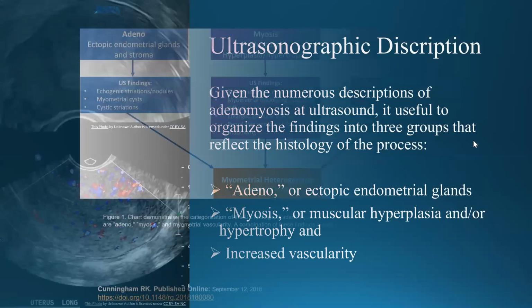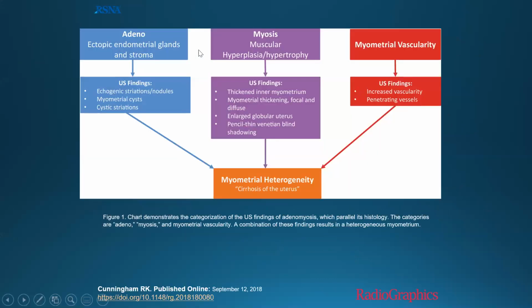So again, this is a very important slide describing adenomyosis and myometrial vascularity. Adeno means ectopic endometrial glands and stroma. That's fine, that's a book definition. But how can I see ectopic endometrial glands and stroma on the ultrasound? This is how you see. You are looking for echogenic striations and nodules. I'm going to show you examples of that. You are looking for myometrial cysts and cystic striation. So this is how you see the ectopic endometrial gland inside the myometrium. These are the features you are looking for on the ultrasound.